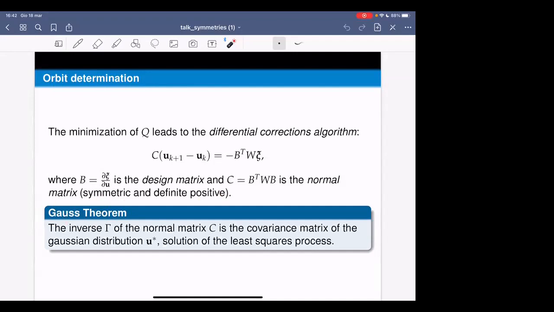The important result by Gauss is that the inverse of the matrix C, of the normal matrix, is the covariance matrix of the Gaussian distribution U star, which is the solution of the differential corrections algorithm. So by knowing C, we also know, by computing its inverse, all the statistical information on the solution, meaning the formal uncertainty of each parameter, and the correlations.